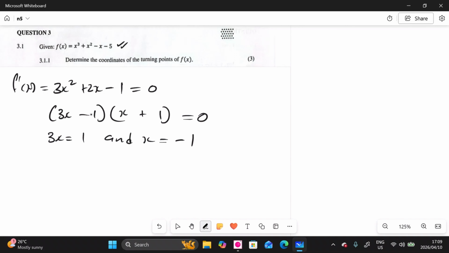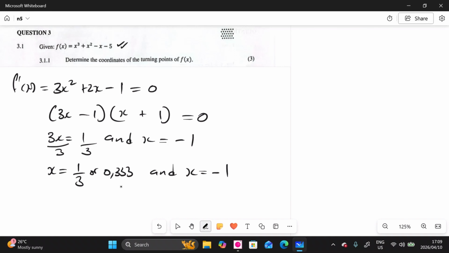What we did here is transpose the -1 and positive 1 to the other side. But here we are not looking for 3x, we're looking for x, so we have to divide by 3 throughout. Then we're left with x equal to 1 over 3, or you can write 0.333. And the other one is x is equal to -1. So we have the x coordinates for the turning points.